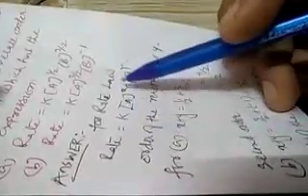For the rate expression, rate is equal to k [A]^(3/2) [B]^(-1). So here, according to the rate law, we know that rate is equal to k [A]^x [B]^y. Now order of the reaction is x plus y.